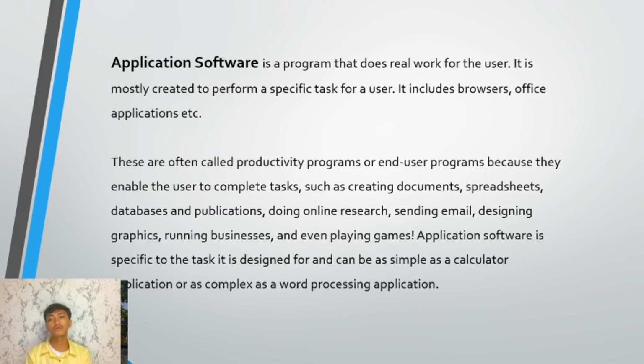An example also is antivirus software or firewall software, which prevents malicious attacks from other computers. Its primary task is to prevent malicious attacks, and even as simple as a calculator. Those application software have specific tasks for a user. So that is application software, and that's basically it for this lesson.